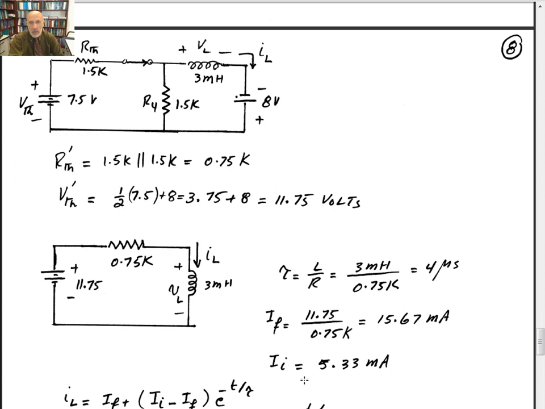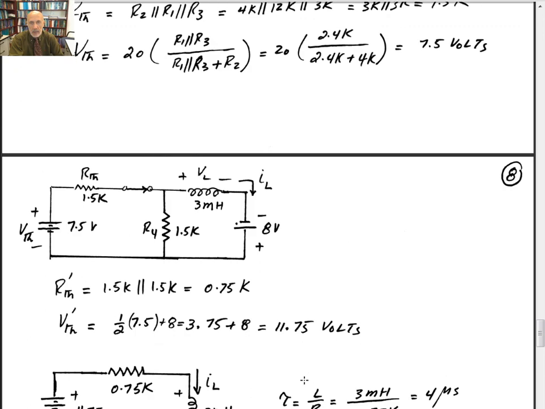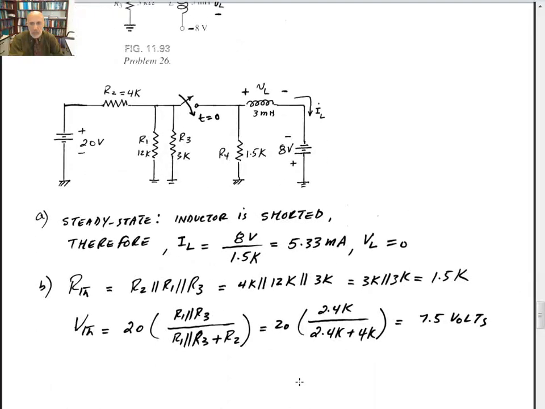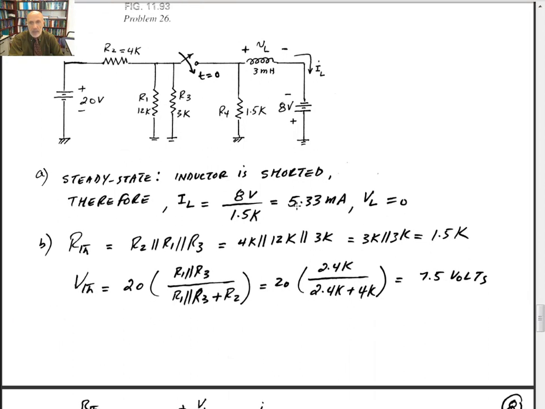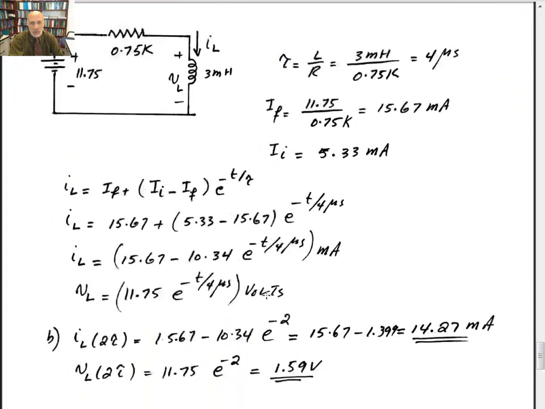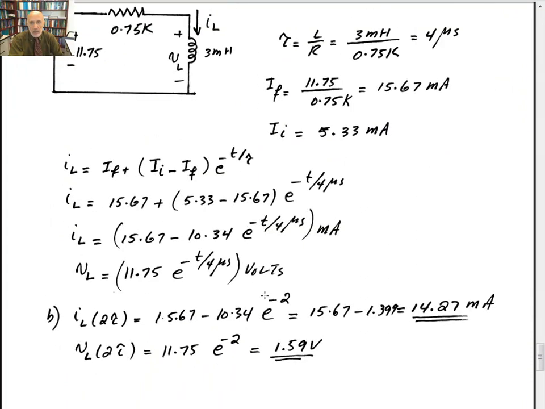And we had the initial current that we calculated initially was 5.33 milliamps. That was before the switching. You had 8 volts across 1.5K. Then it gives you 5.33 milliamps.